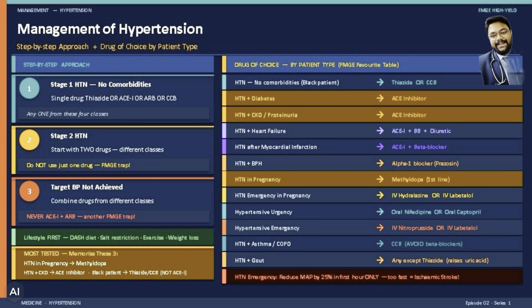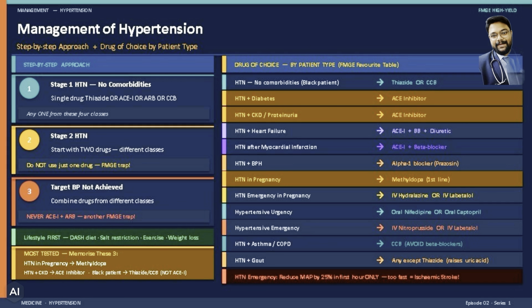Hypertensive urgency, oral nifedipine or oral captopril. Oral only, no IV needed. Hypertensive emergency, IV nitroprusside or IV labetalol. IV drugs. Reduce mean arterial pressure by 25% in the first hour.